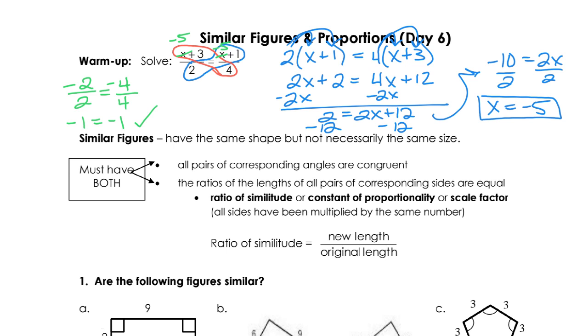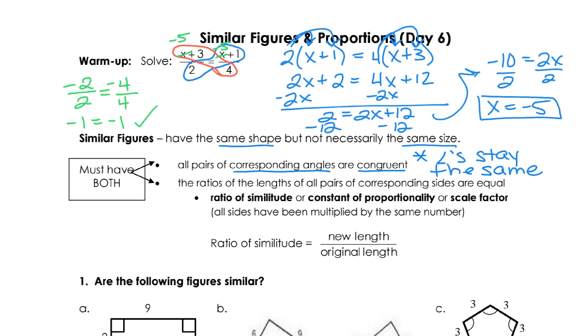Similar figures have the same shape, but not necessarily the same size. Okay? Remember that similar figures have to have all of their corresponding angles congruent. Remember, angles don't change. Angles stay the same. Whatever they are in the original figure, their measurement is going to be the same in their newly dilated or similar figure.